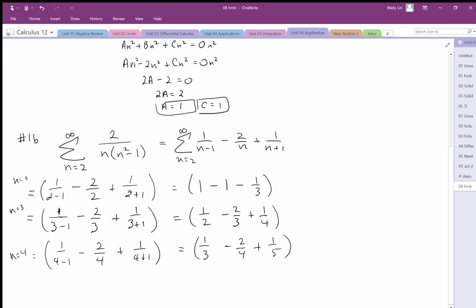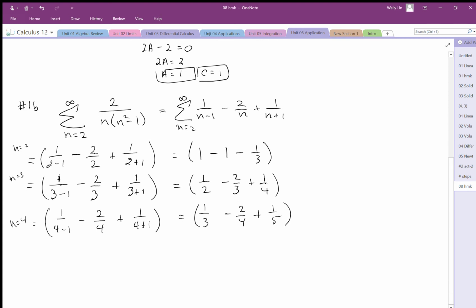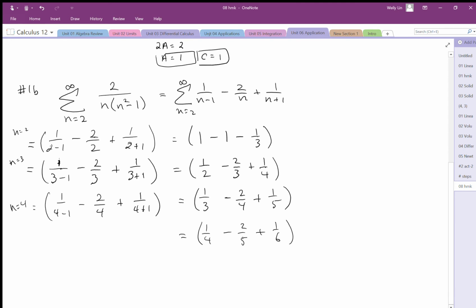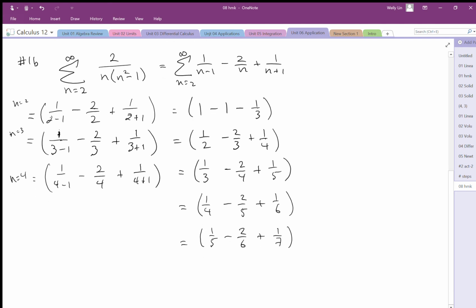So it looks like this: 1 over 3 minus 2 over 4 plus 1 over 5. Okay, and you can see there's a pattern establishing here. So if we go to n equals 5, it's going to be 1 over 4 minus 2 over 5 plus 1 over 6. And we can just continue this. This is n equals 6. It's going to be 1 over 5 minus 2 over 6 plus 1 over 7. Again, this goes infinitely, but we can look for a pattern.